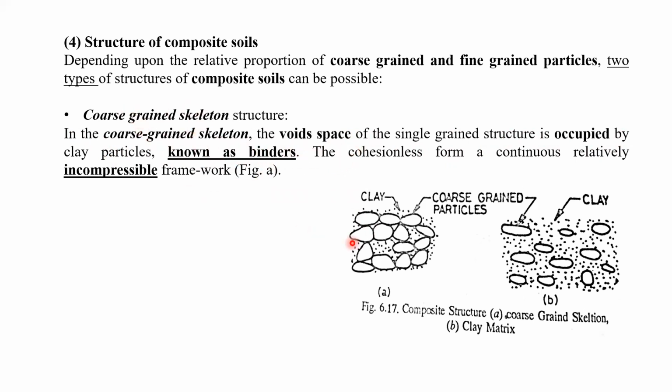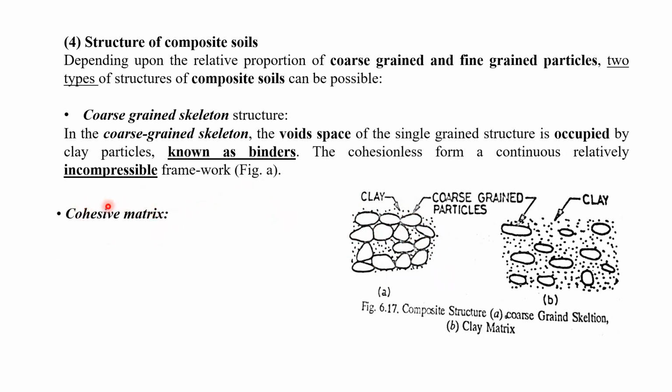What is going to happen here? In the coarse grained structure, you can see this figure. All this coarse grain soil, the bigger particles, will have contact with each other, and definitely it works as a skeleton. Definitely it is going to provide more strength. Whatever voids are there between the bigger particles are going to be filled by the fine grain soil. So this type of soil will have more strength, and it can take more structural load.